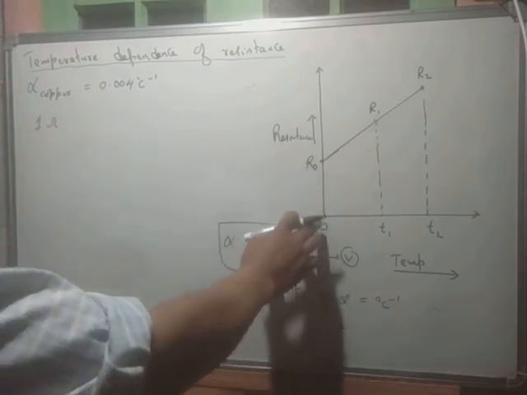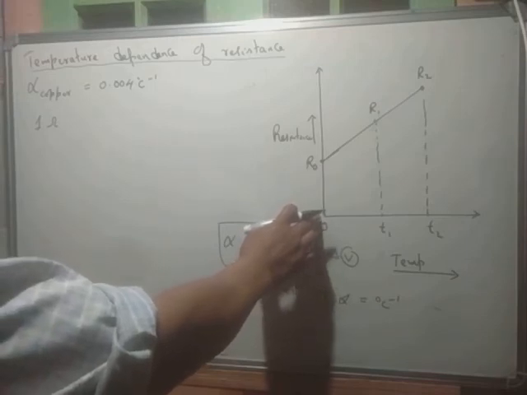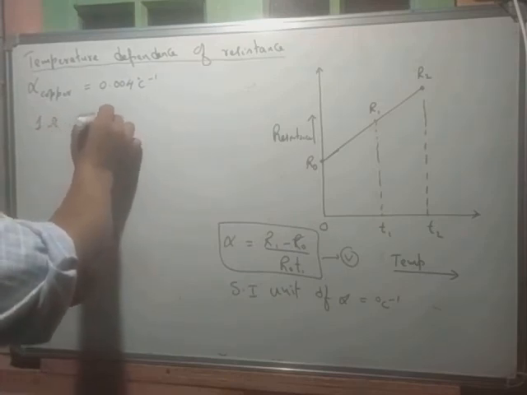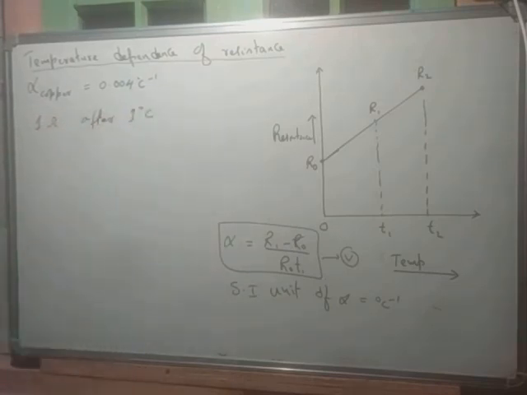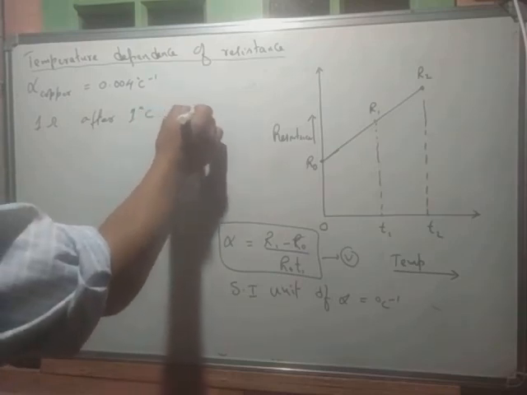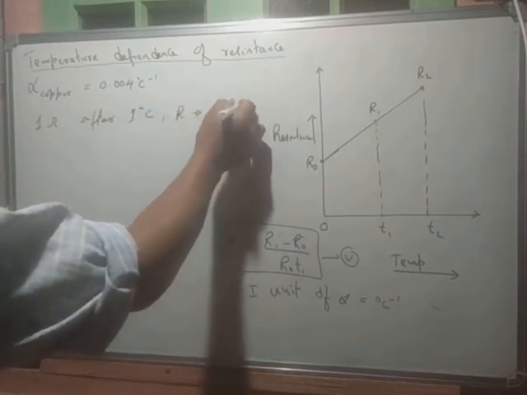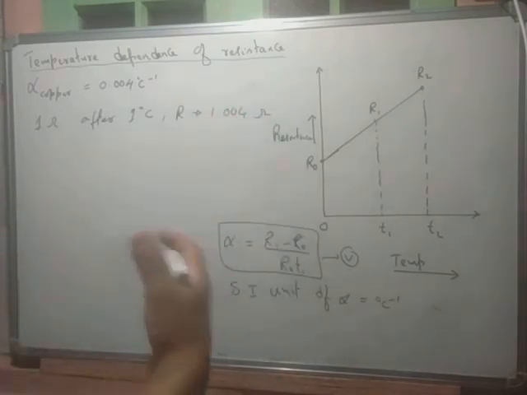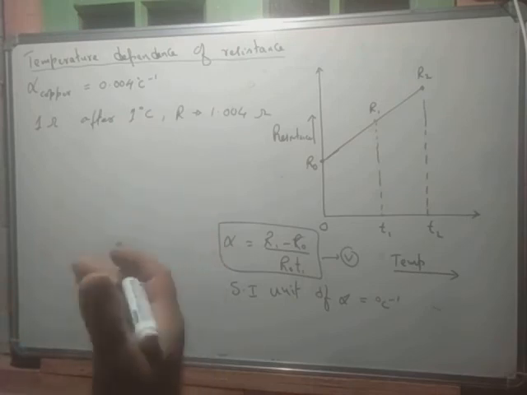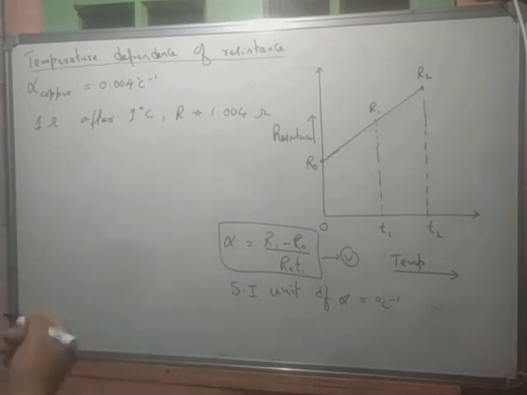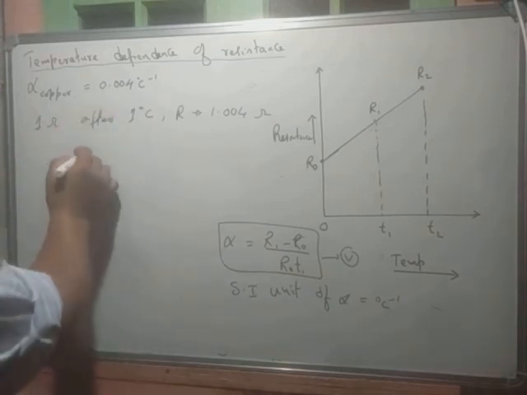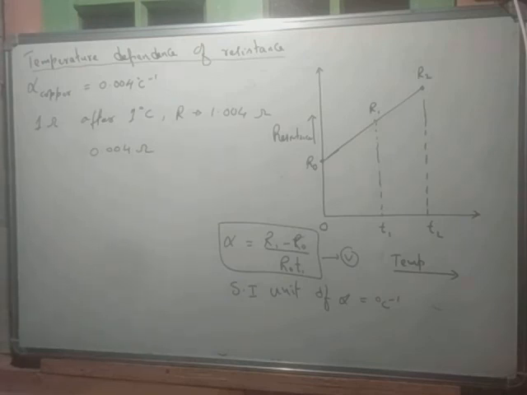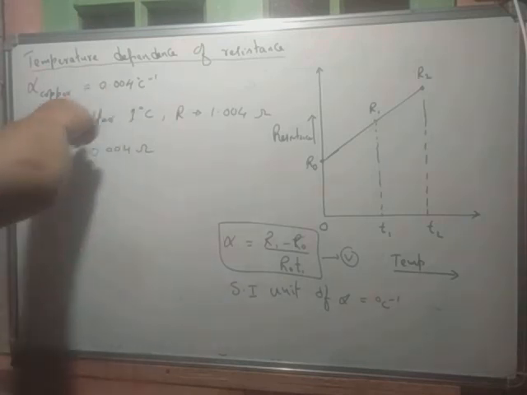If the resistance initially at temperature equals 0 is 1 ohm, then after 1 degree rise in temperature, the resistance becomes how much? 1.004 ohm. That means in every 1 degree Celsius rise in temperature, there is an increase of resistance by 0.004 ohms. So this is the meaning of the given value.